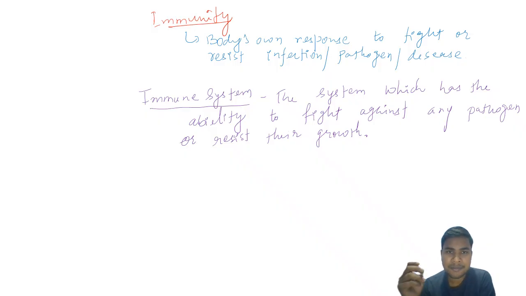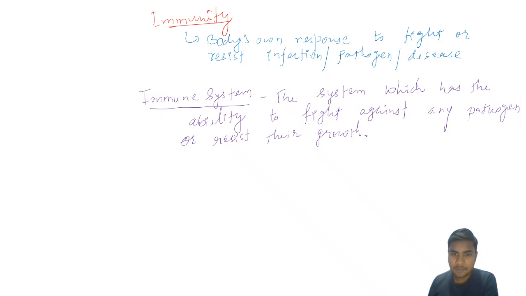Now let's have a deeper insight into the immune system and immunity. Basically the body provides two types of immunity. There are two bases of working of the immune system, that is the acquired immune system and the innate immune system, which is also known as acquired immunity and innate immunity.